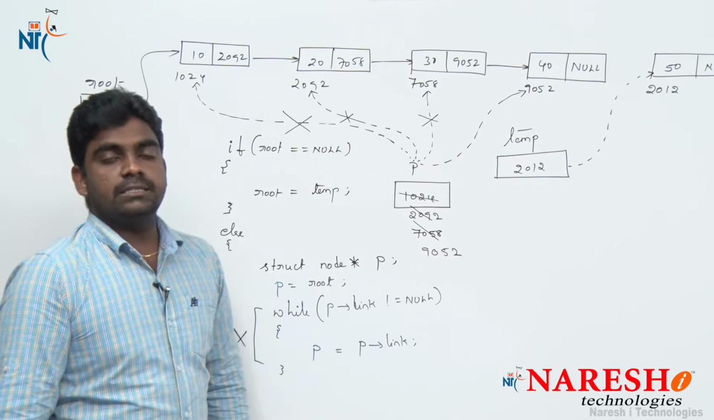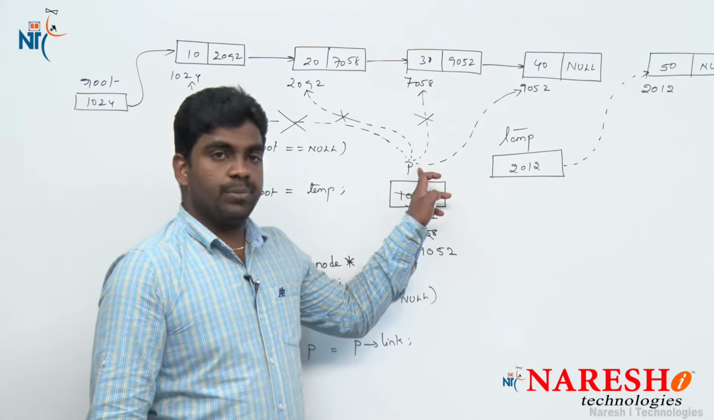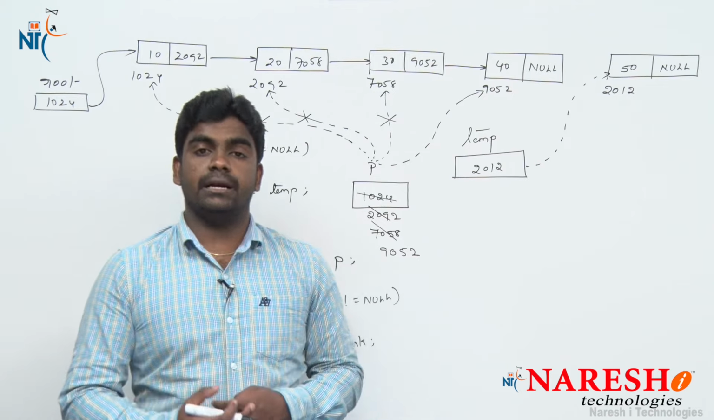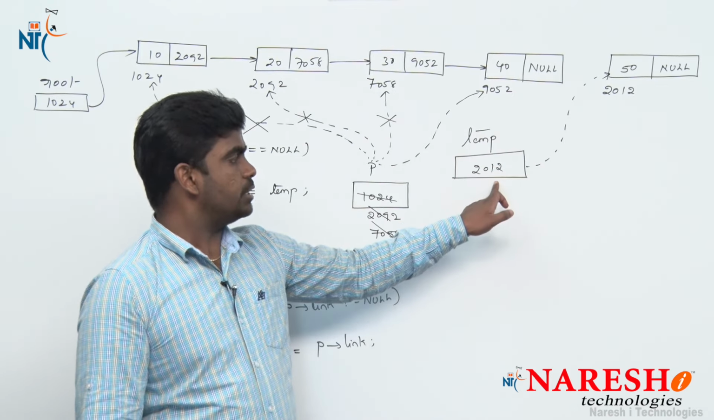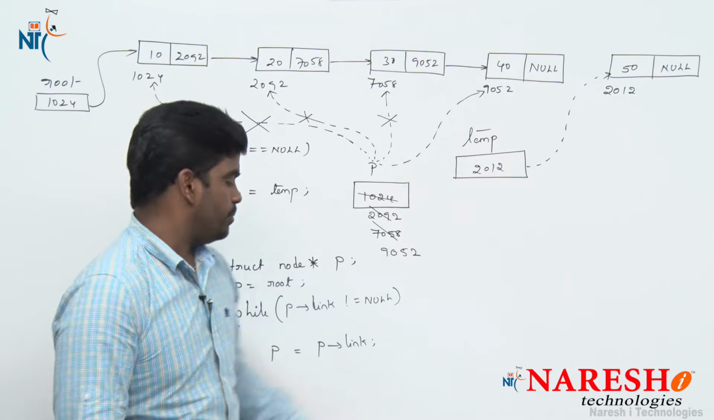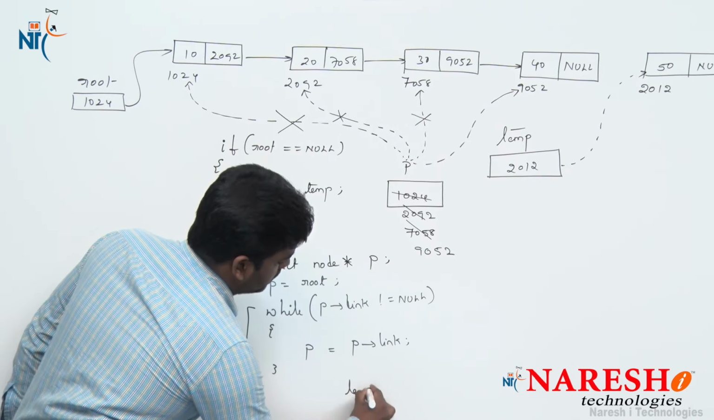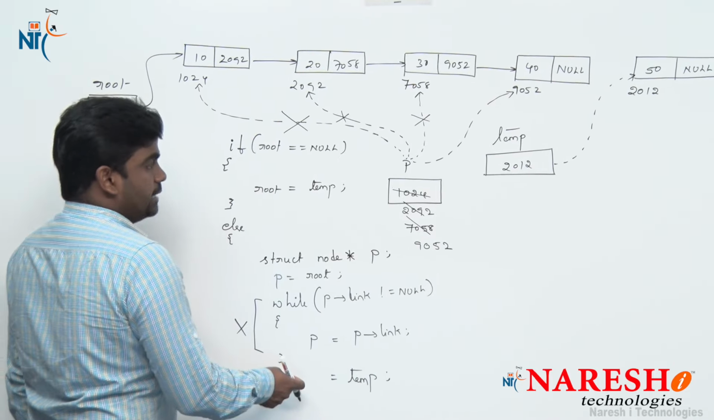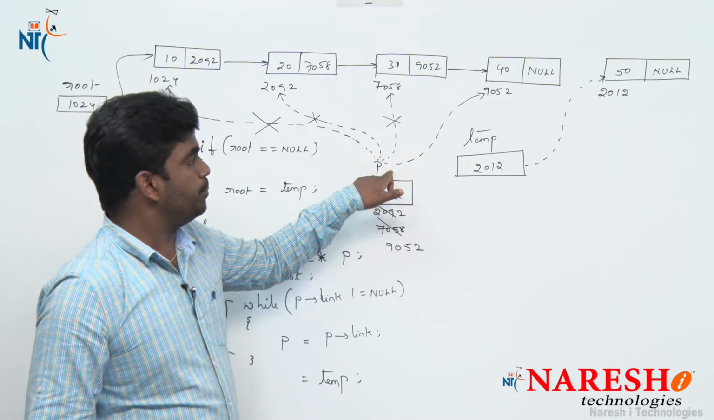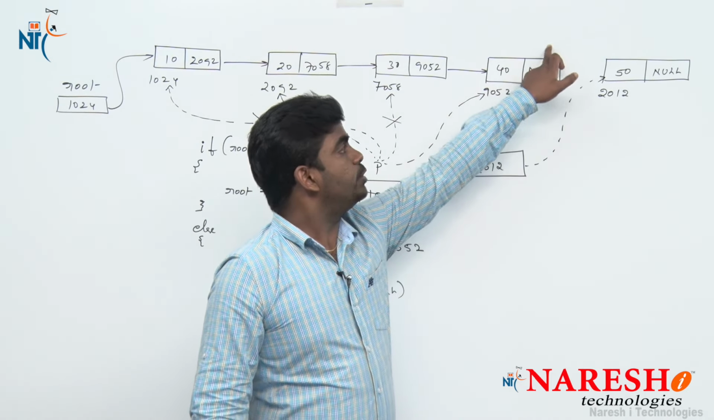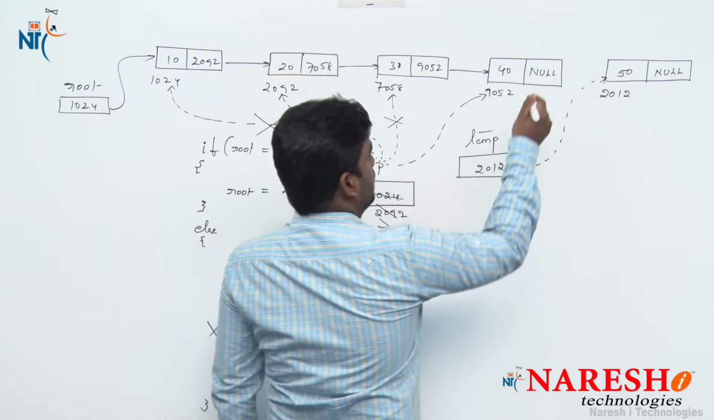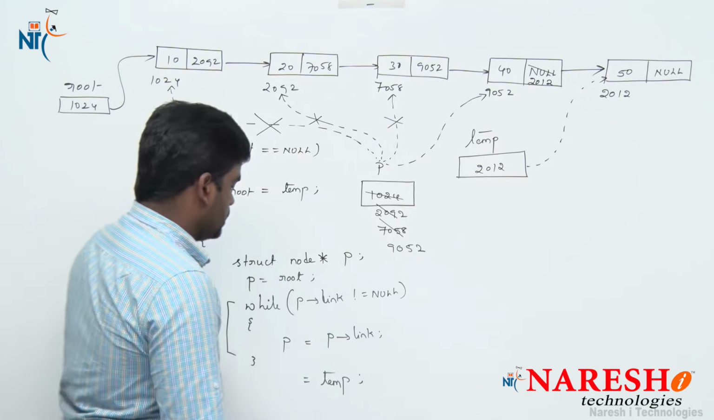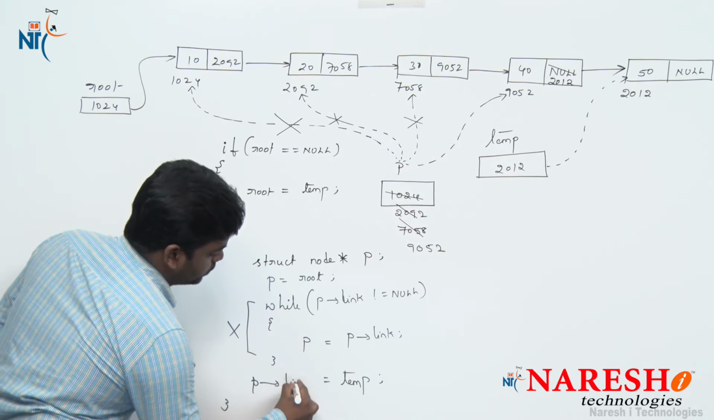At the end the condition is false, because P, the temporary variable, is already pointing to the last location where we have to connect the newly created node. So what is that newly created node? It is 2012, already in the temp variable. So connect now. Temp variable, the newly created node, right? Here we are assigning to P2 link, P is pointing to the last node. So the temp value 2012 will be stored here, into the P2 link location.